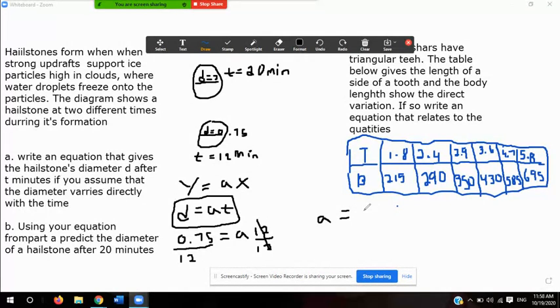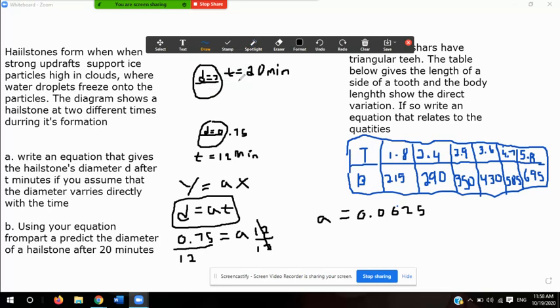So A is going to be 0.0625. Now that's going to be my constant of variation. Now that I have my constant of variation, I can go here to this part, which is what I'm going to find now. Now I can find my diameter because I have my constant of variation.